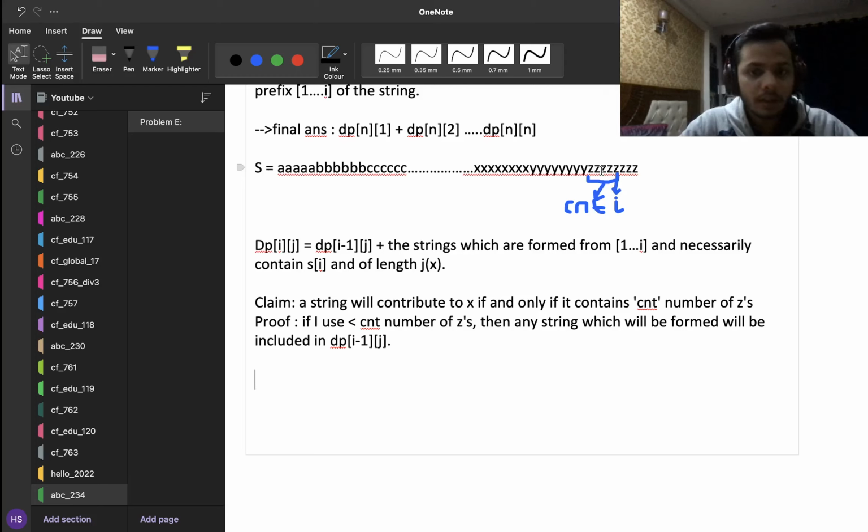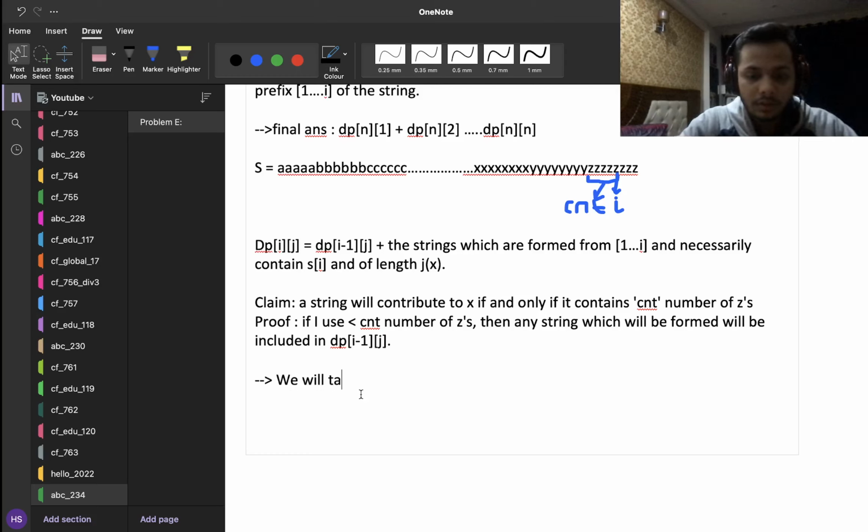Okay. So if I use exactly count number of z's, then basically what is happening is that I am using some characters in this prefix, that is from a to y, and I'm taking some characters out of them, using those characters, permuting them, and then after that I am adding count amount of z's at arbitrary locations in these permutations, right?